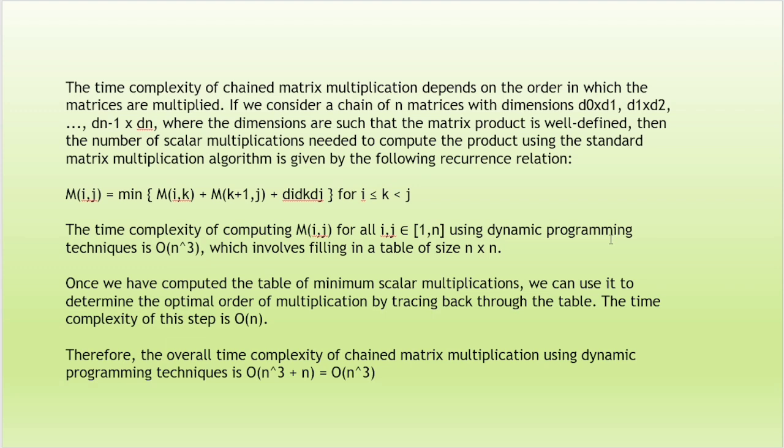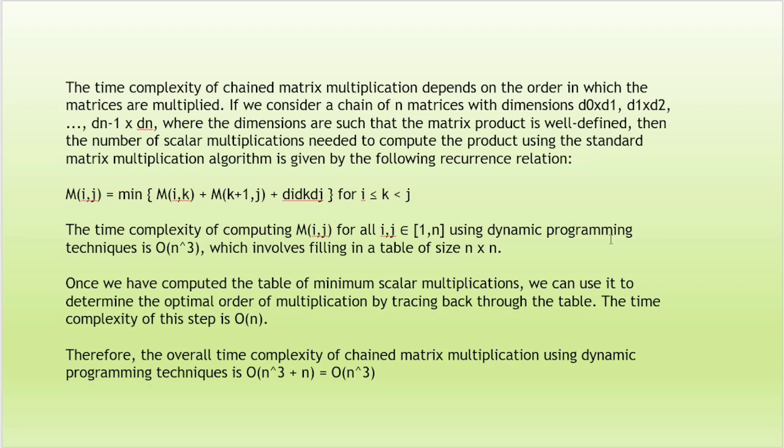If we consider a chain of n matrices with dimensions like this one, where the dimensions are such that the matrix product is well defined, then the number of scalar multiplications needed to compute the product using the standard matrix multiplication algorithm is given by the following recurrence relation. The time complexity of computing m[i][j] for all i, j, and 1 using dynamic programming techniques is O of n power 3, which involves filling in a table of size n by n.